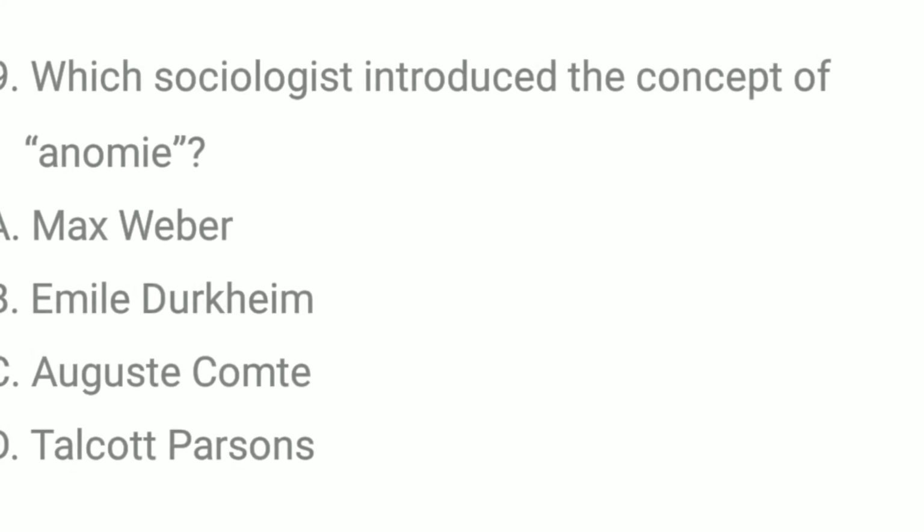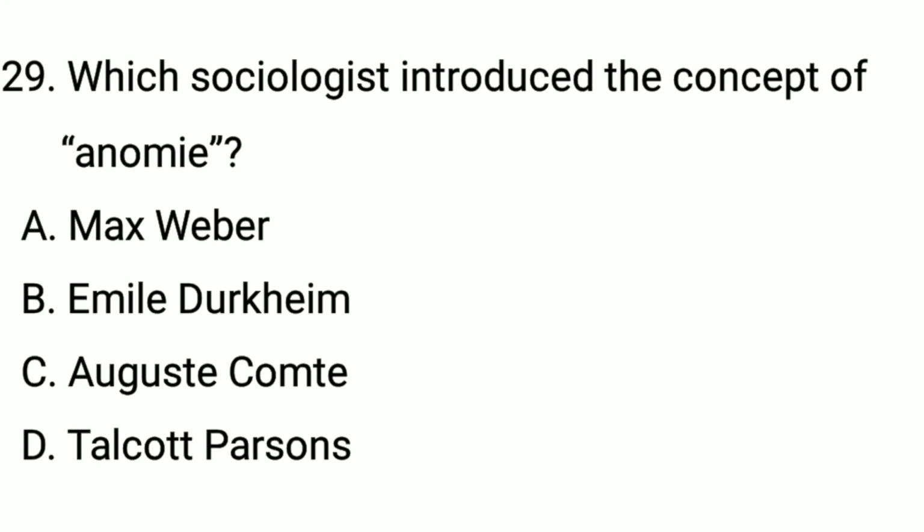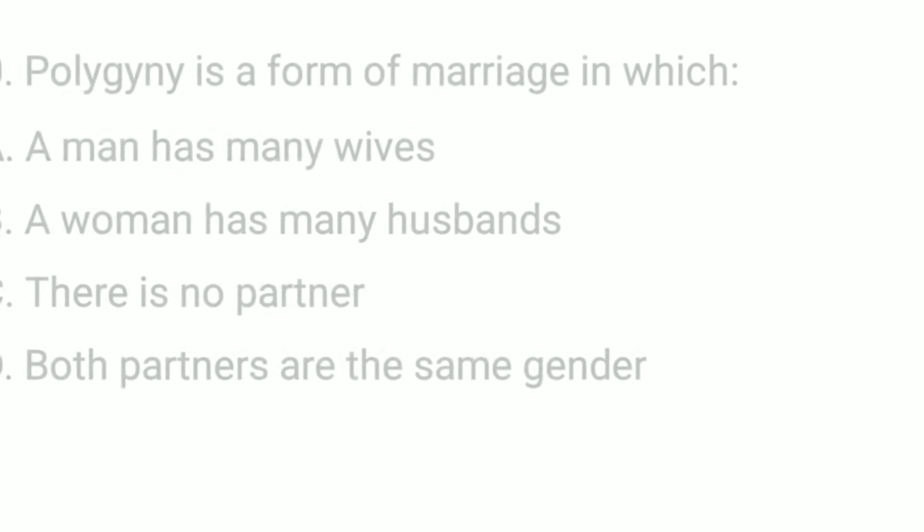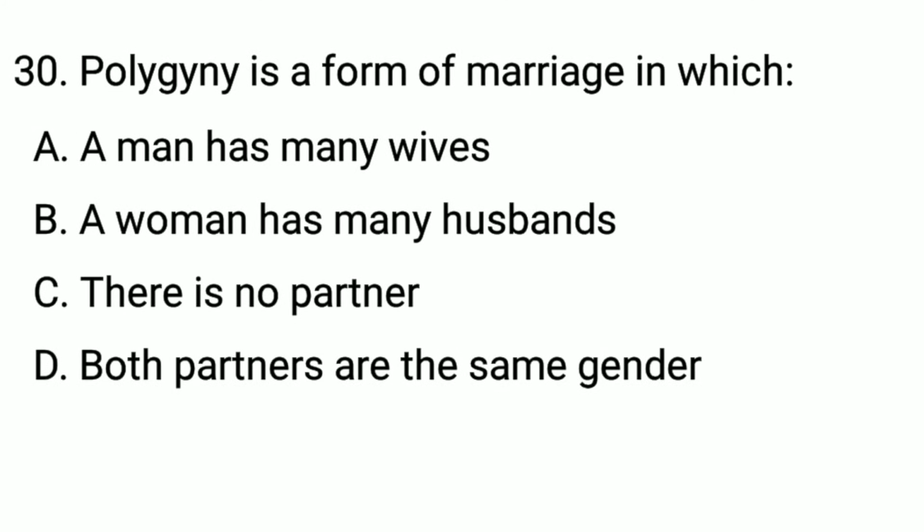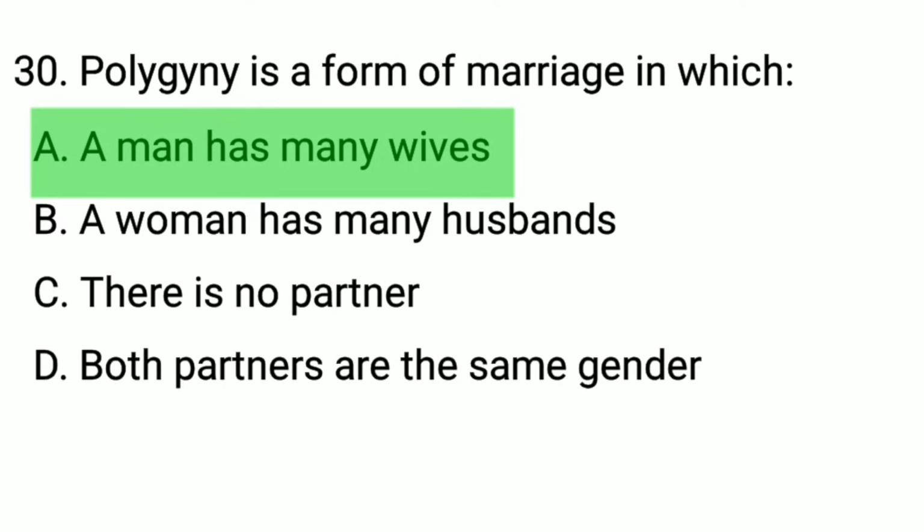Question number 29, which sociologist introduced the concept of anomie? The right option is option B, Emile Durkheim. Question number 30, polygyny is a form of marriage in which? The right option is option A, a man has many wives.